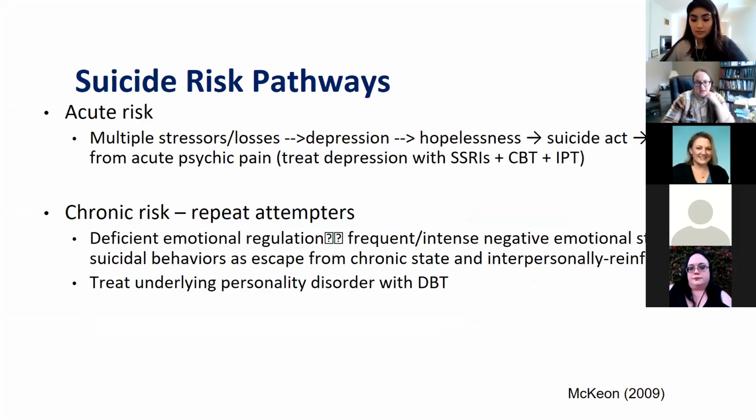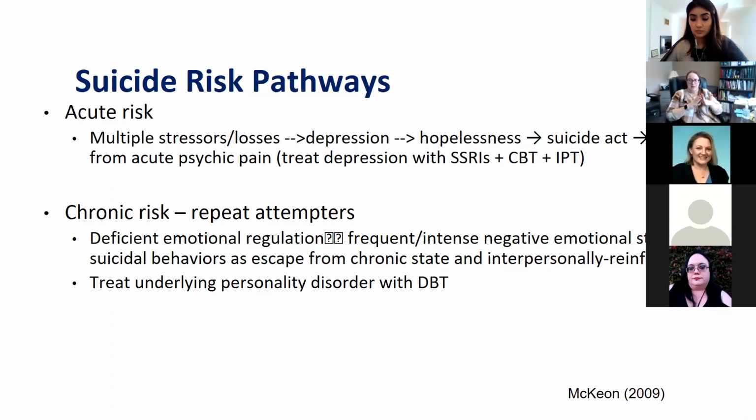One more model to talk about, because I think it's also important, is that McKean thought there were two different pathways to suicide risk: an acute risk pathway and a chronic risk repeat attempter pathway. The way he looked at it, acute risk individuals have multiple stressors and losses compounding on each other in a short period of time. Those stresses and losses lead to feelings of depression, which lead to feelings of hopelessness, which lead to a suicidal act to escape from that acute psychic pain. The idea for treatment for those individuals is to treat the depression, possibly medications plus CBT or interpersonal psychotherapy (IPT), and you lower the suicide risk.